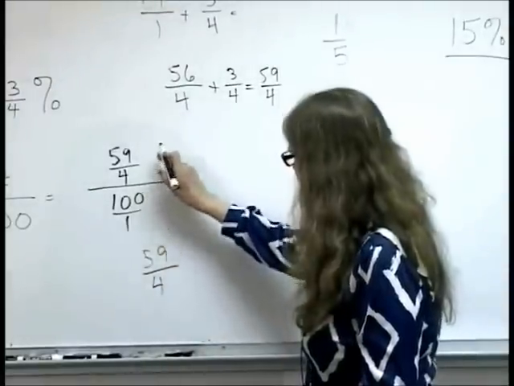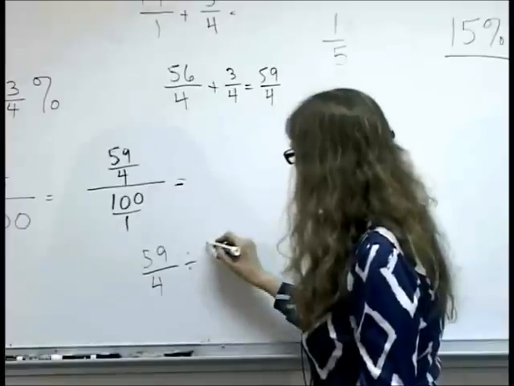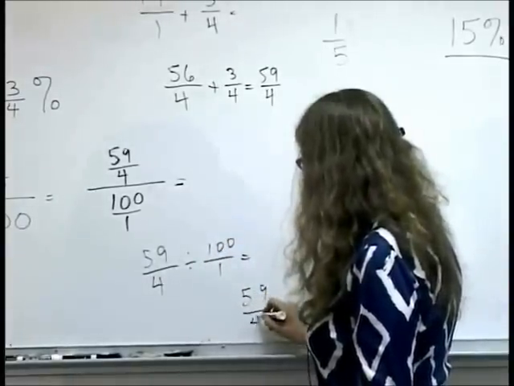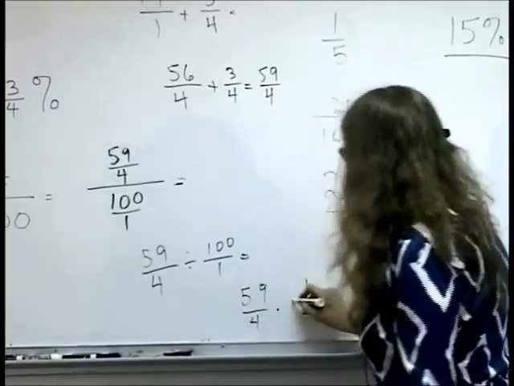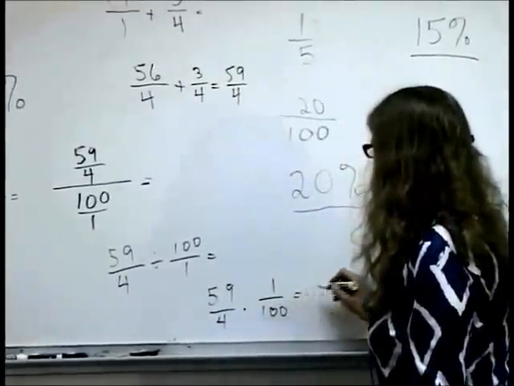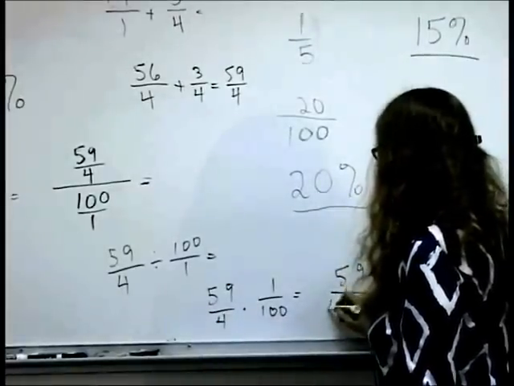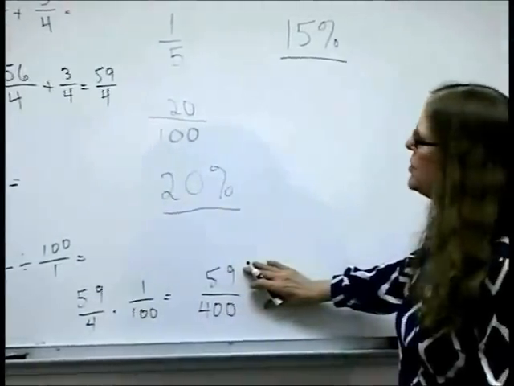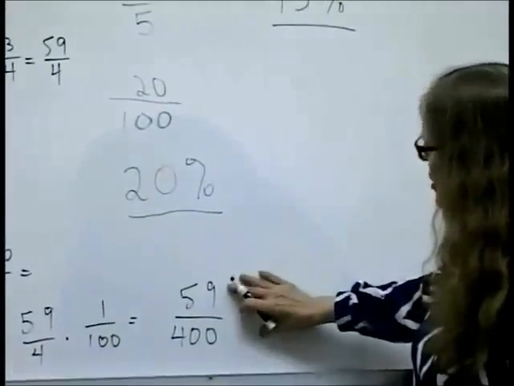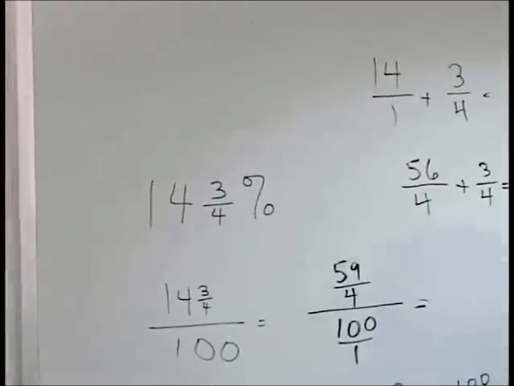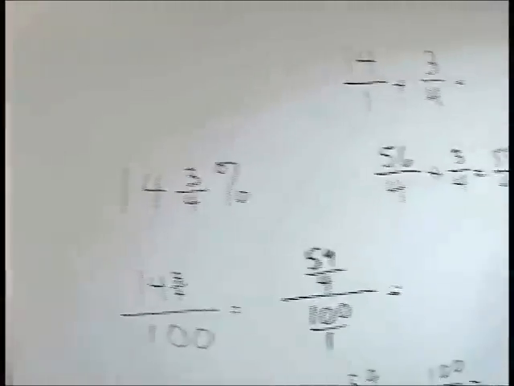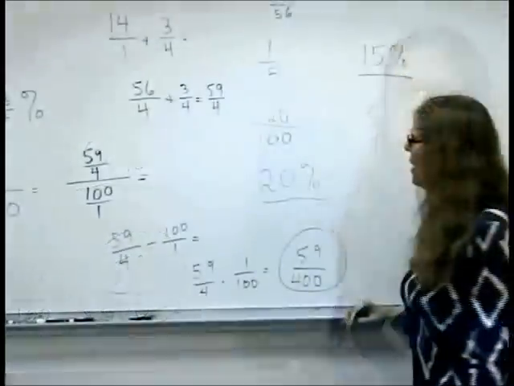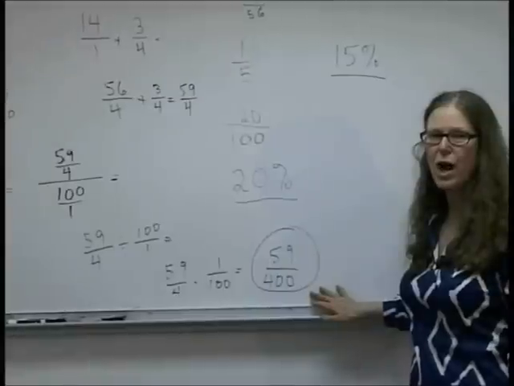It's the first fraction, 59/4, divided by 100 over 1, which is the same thing as the first number times 1 over 100. So this is going to be 59 over 400. So this 59/400 is a fraction that is equivalent to this percentage. This fraction is a little less than 15% or 15/100. Okay, I think that concludes our work on percentages.